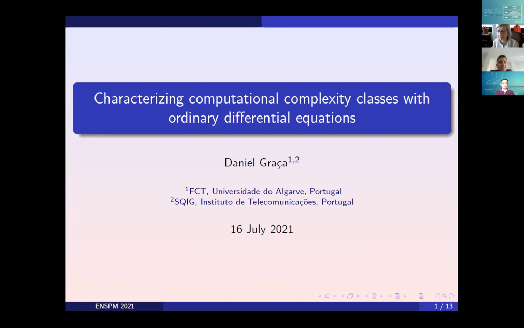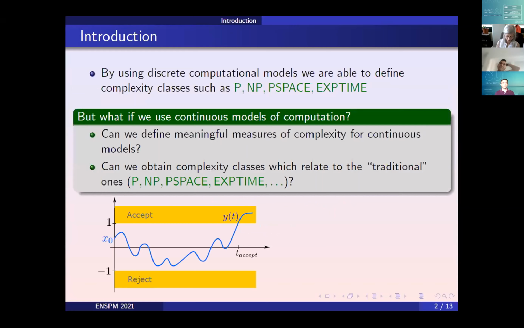Well, we all know that it's possible to characterize discrete computational models using discrete computational models like the Turing machine, where we are able to define complexity classes like P and NP, PSPACE, and so on. Here I'm going to be interested in something a bit related, but in a different approach.